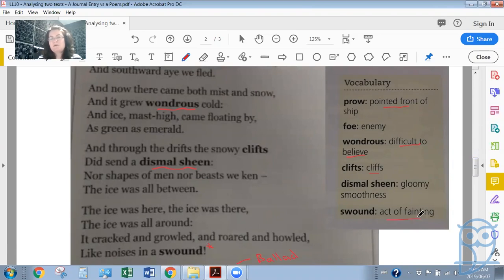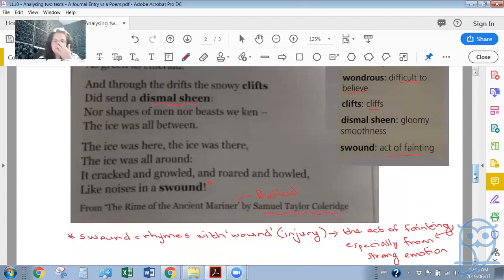Now, swooned is an archaic version of the word to swoon, and it sounds like the word wound, not around. You'd expect it to sound like around, but it doesn't. So it's what we call an eye rhyme, because it looks like it's going to rhyme, but guess what? It doesn't. Around and swooned. This idea of the act of fainting, but especially from strong emotion. If you swoon, it's from strong emotion.